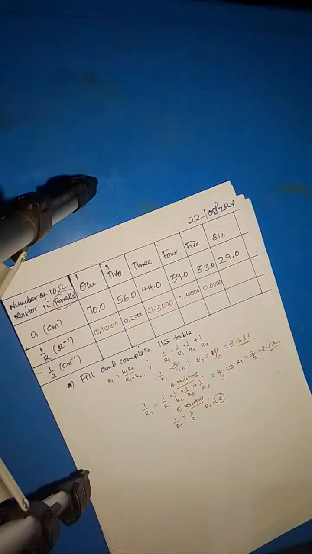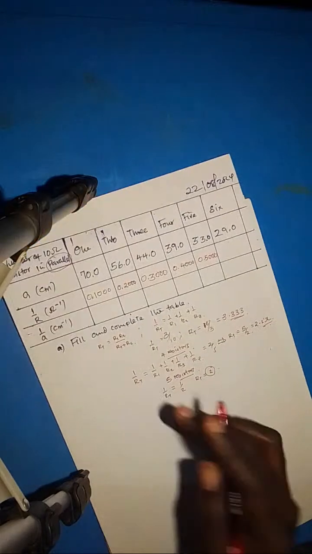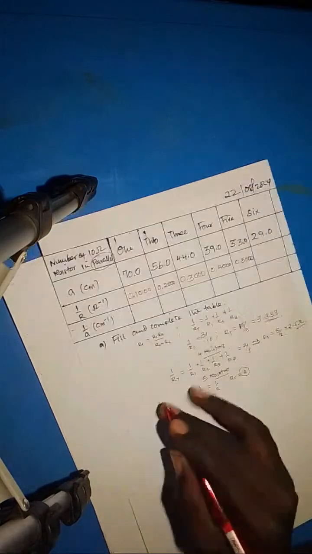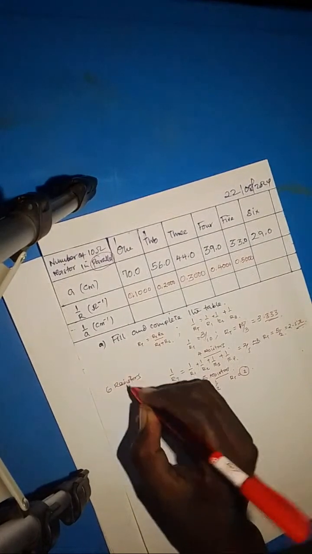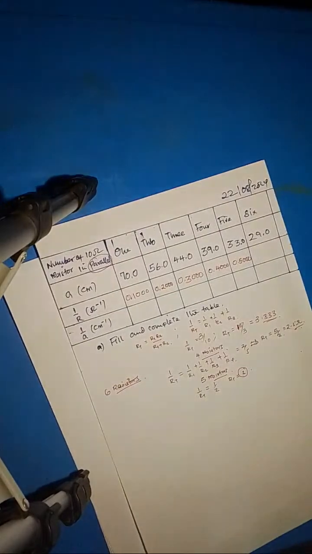Therefore, we can also try when we are having 6 resistors. Remember, these resistors are in parallel. Then 1 out of 10 plus 1 out of 10 plus 1 out of 10 plus 1 out of 10 plus 1 out of 10 plus 1 out of 10.